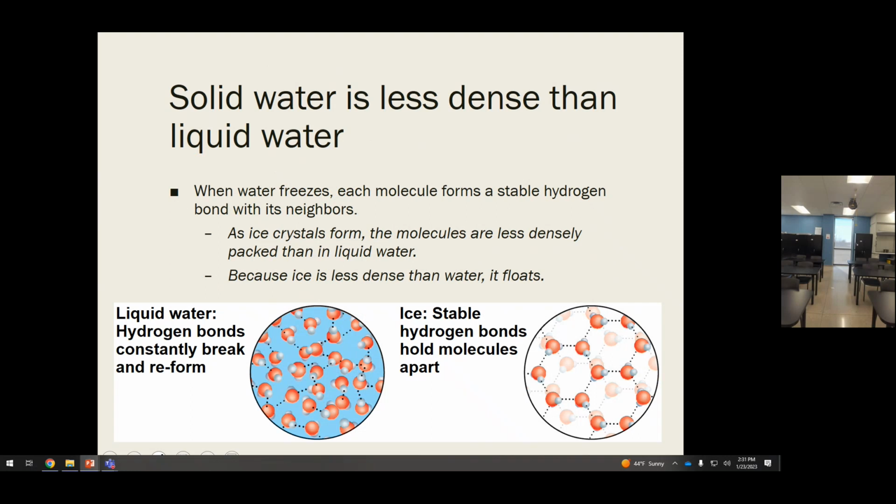Solid water is less dense than liquid water because of hydrogen bonding. So here we have some water in its liquid form. Notice the hydrogen bonds are keeping the water molecules pretty close together, but when those hydrogen bonds stabilize through freezing, when they become solid and stable, they hold the water molecules farther apart than they would when they were liquid. And this is really, really important because it means ice floats.